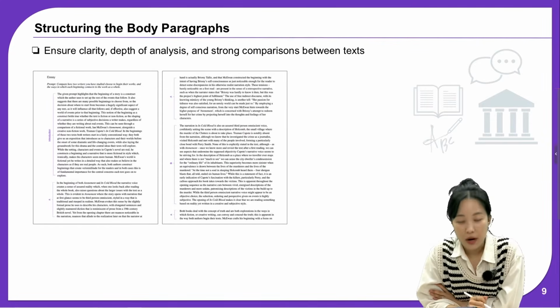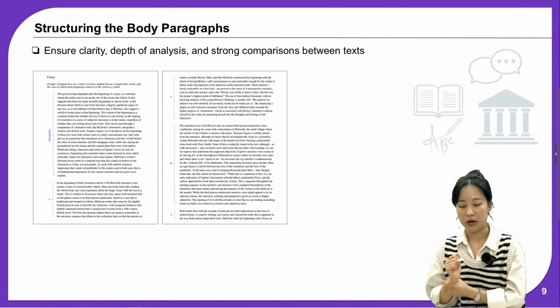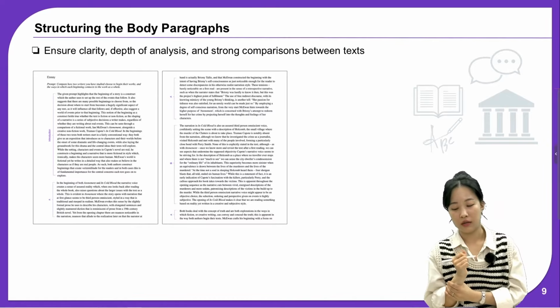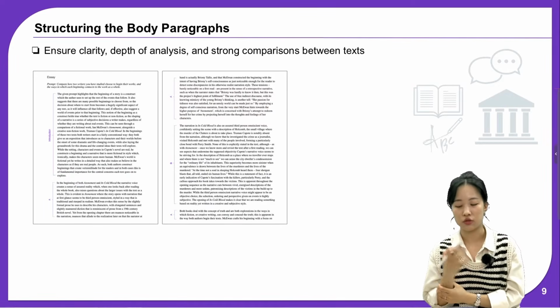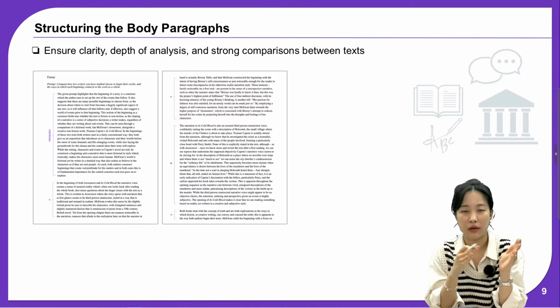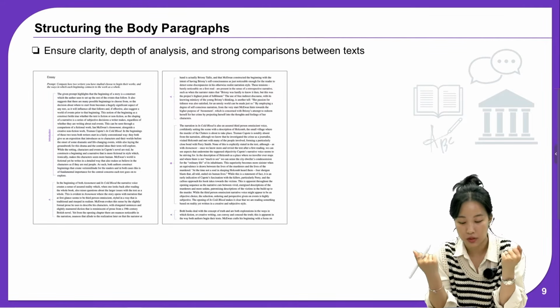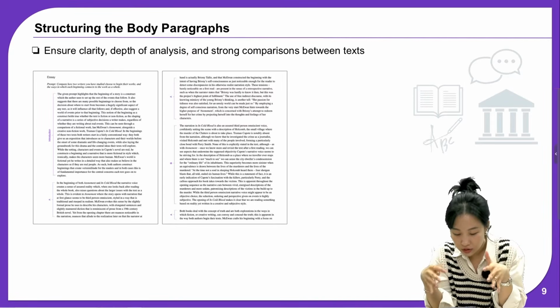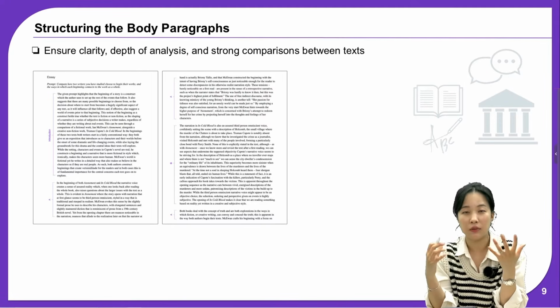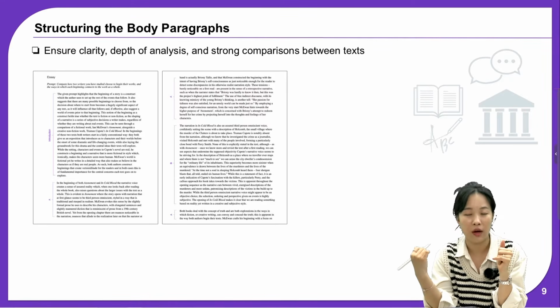Now, when it comes to the body paragraphs, structuring the body paragraphs, important, right? Because it ensures clarity, a deep analysis, and also a strong comparison between the 2 texts. Paper 2 is all about comparison and contrast, so making sure that you're giving me a good balance between the 2. If we take a closer look at this essay, this is kind of like an example of how much you would write for each section of a paper 2.